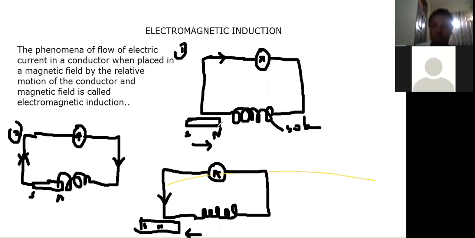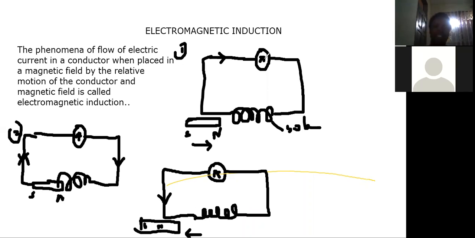So the more this comes closer to this, the higher the current generated, and as a result there will be a deflection of the galvanometer. That means the galvanometer is measuring the current which is generated. Basically, that's what it means. The deflection shows that it has moved from a certain point to a certain point. That means it is increasing.